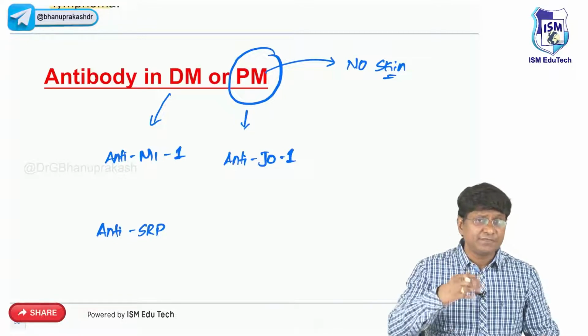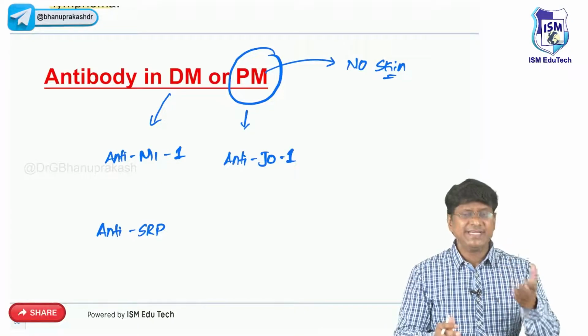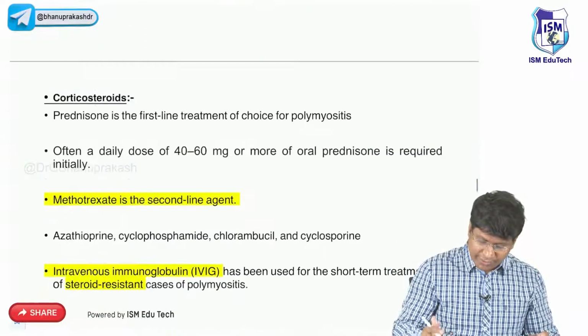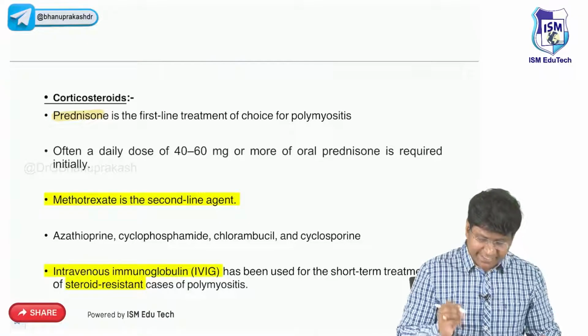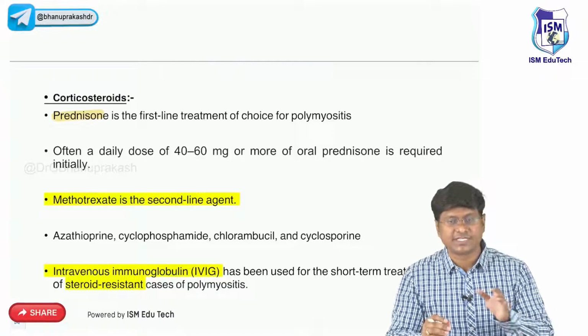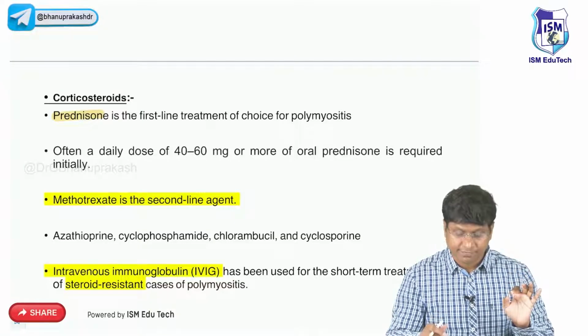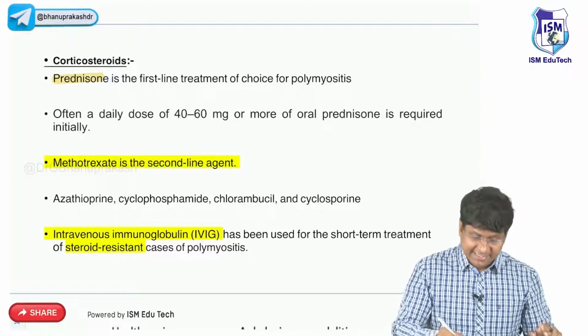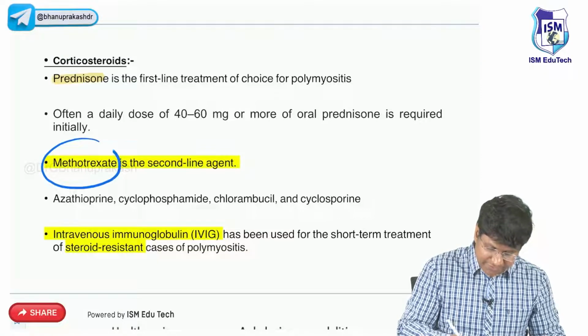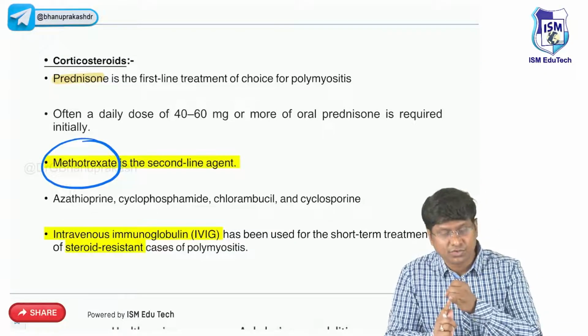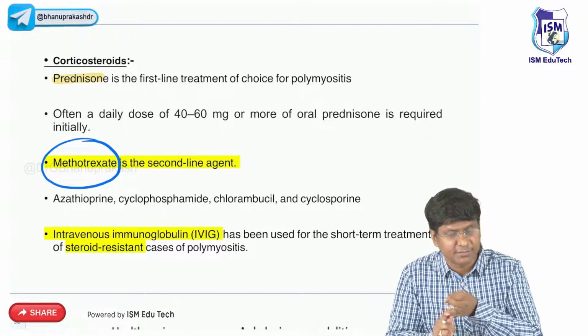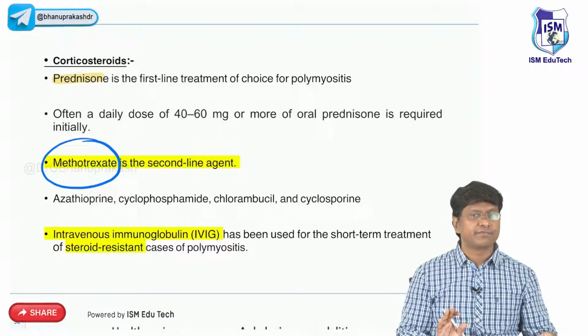So definitely, what is the first line treatment? It's an autoimmune disorder, so you need to give prednisolone, and the dosage is around 40 to 60 milligrams or more. Now, what is the second line agent? The second line agent will be methotrexate. That means in those individuals not tolerating prednisolone or not responding to prednisolone, you need to give methotrexate.